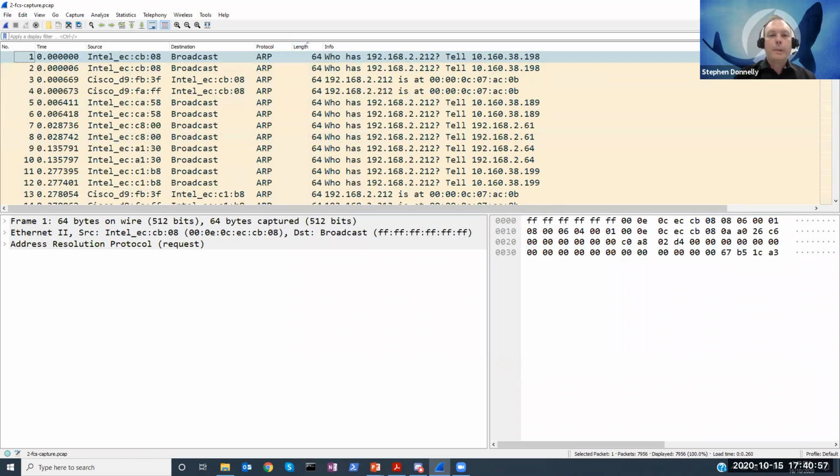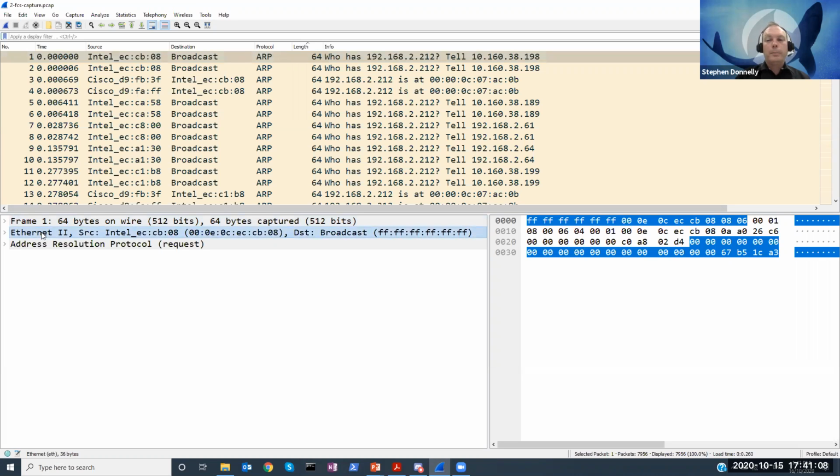Yep, so the shortest packets in this trace file are definitely 64 bytes. So we click on them. It says 64 bytes on the wire, 512 bits. All of the bytes were captured. And if we click on the Ethernet frame, it's now highlighting two different sections inside the payload.